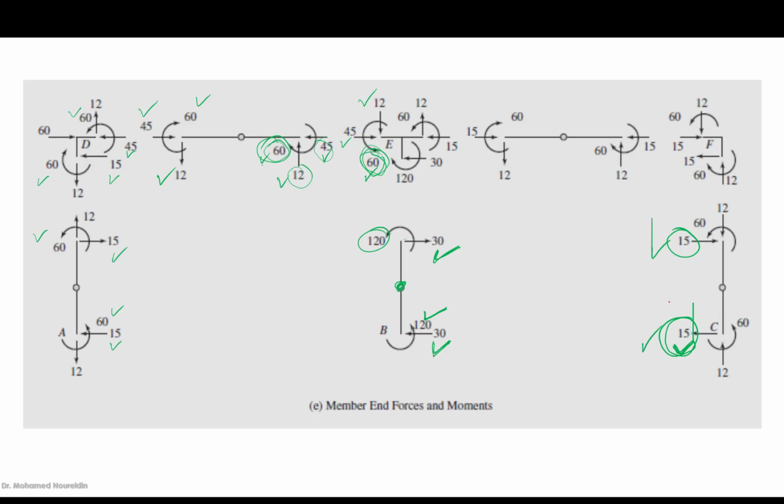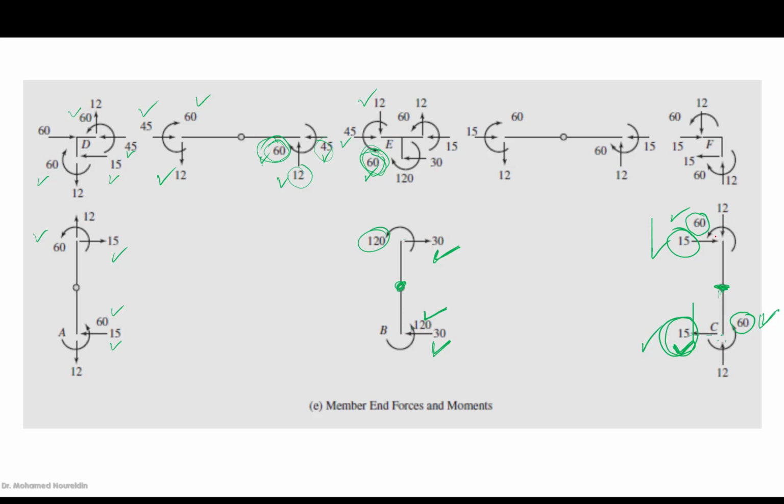We know this, we know this. Here, taking the moment at the internal hinge, then the moment at C is going to be 60, which equals 15 times this, which is 15 times 4. If this is 60, then the moment here is going to be known, which is 60. Okay, now we know the shear and the moment at the column ends for all the columns.